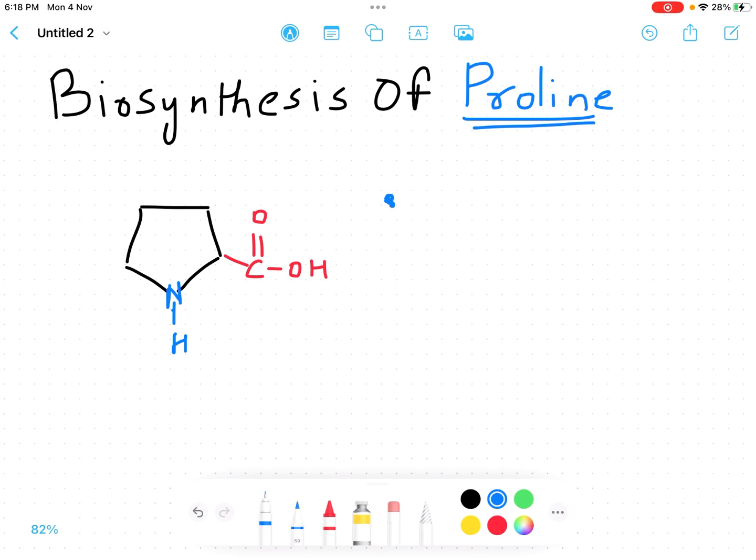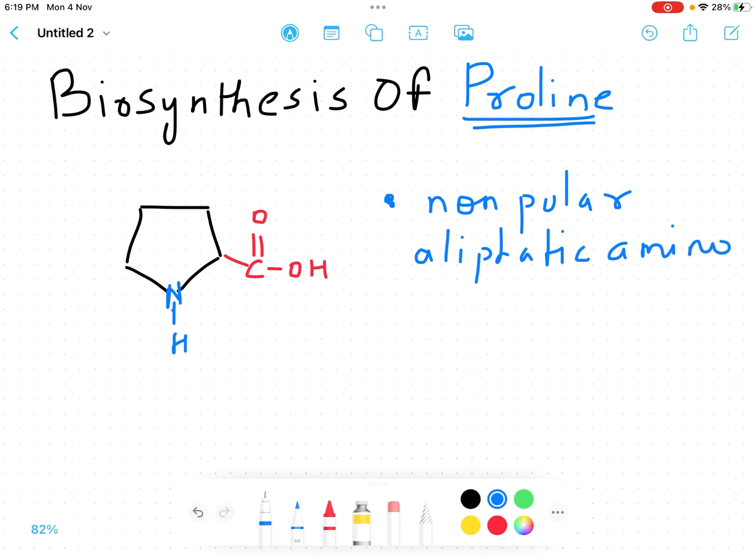Today we are going to learn about the biosynthesis of proline. But before going into the steps, let's first see what type of amino acid proline is. Proline is a non-polar aliphatic amino acid. And if you look at the structure of proline, it has a pyrrolidine ring, and this pyrrolidine ring is a 5-membered ring.